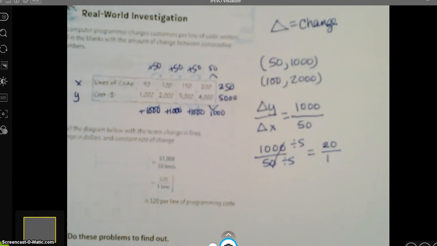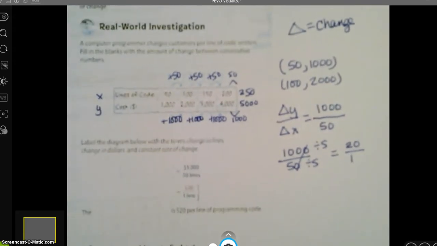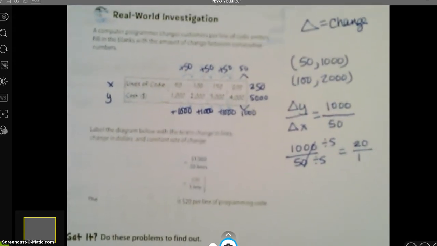Okay? So the next thing I want you to do is we are going to take this table backwards, and we are going to see if it goes through 0, 0. If it does, then we have a proportional situation, okay? And that's very important for 7th grade, so that you know that, okay? And again, even if you do not understand everything today, we are going to be reviewing this a lot, okay?